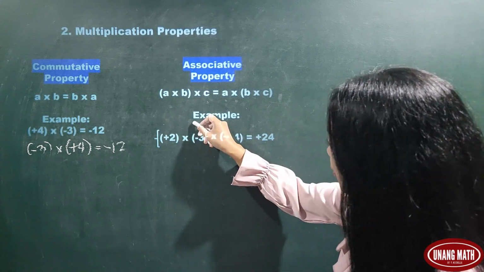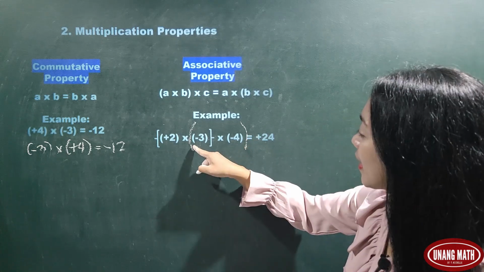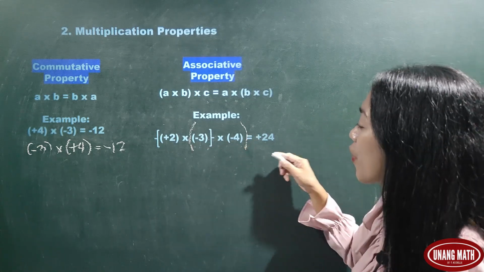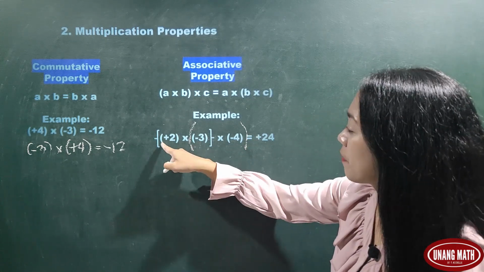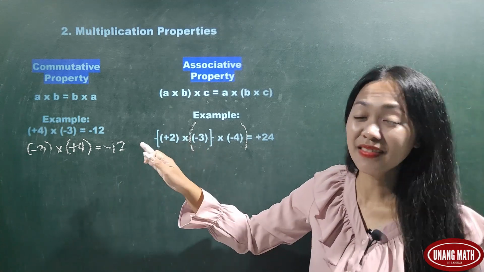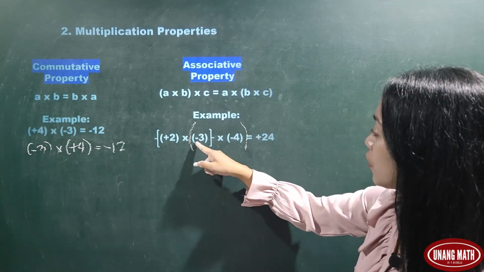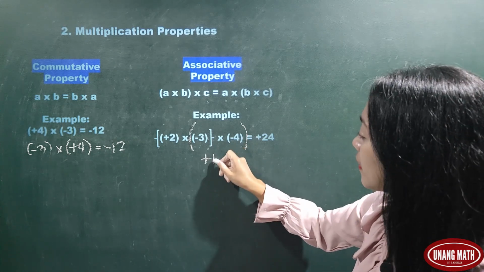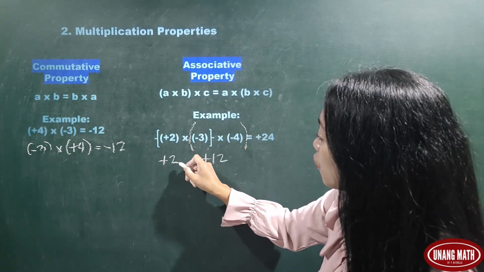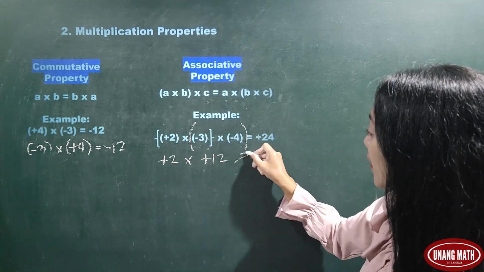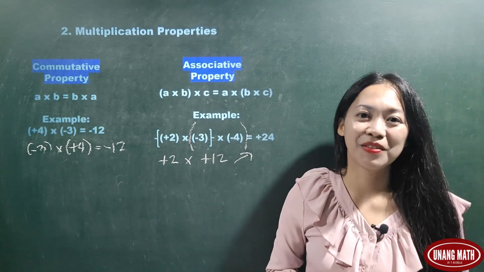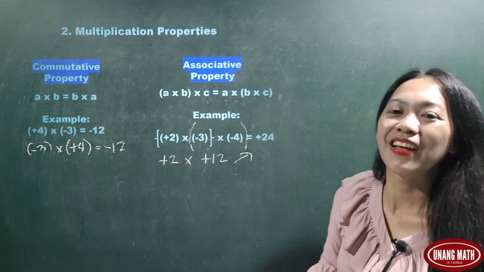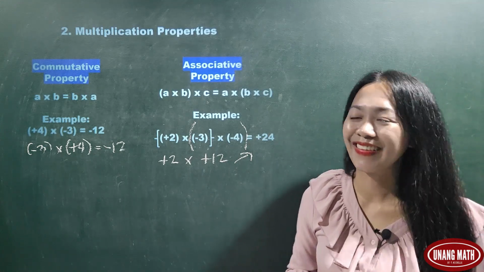So even if I change the group, let's say negative 3 times negative 4 in one group, and positive 2 is not included in the group. Negative times a negative, it's positive. So this is positive 12. So positive 2 times positive 12, the answer is still positive 24. So that is the associative property.